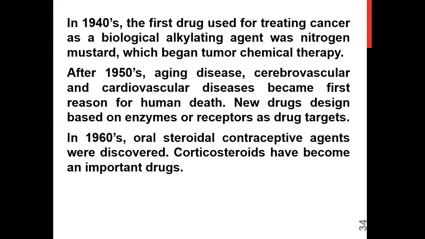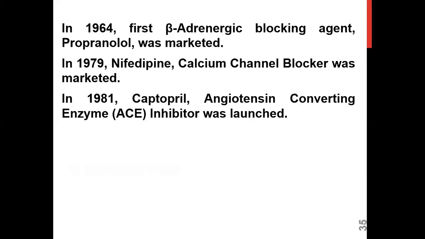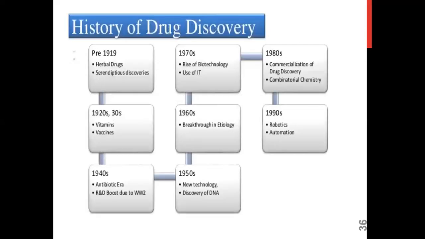New drug design based on enzymes and receptors took place, with new targets. In the 1960s, oral steroidal contraceptive agents were discovered, and corticosteroids became an important drug. Later, in 1964, beta adrenergic blockers were introduced into the market. Propranolol is the example. Later, nifedipine and calcium channel blockers were marketed. In 1981, captopril and ACE inhibitors were launched.